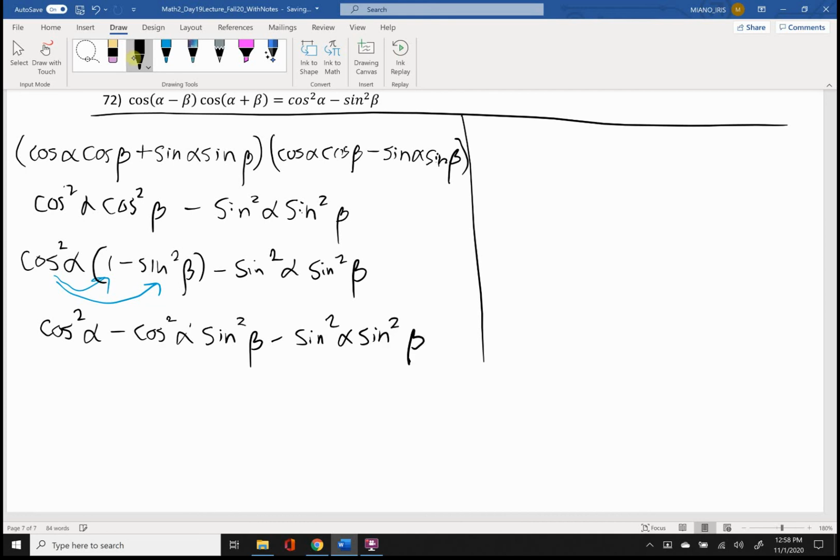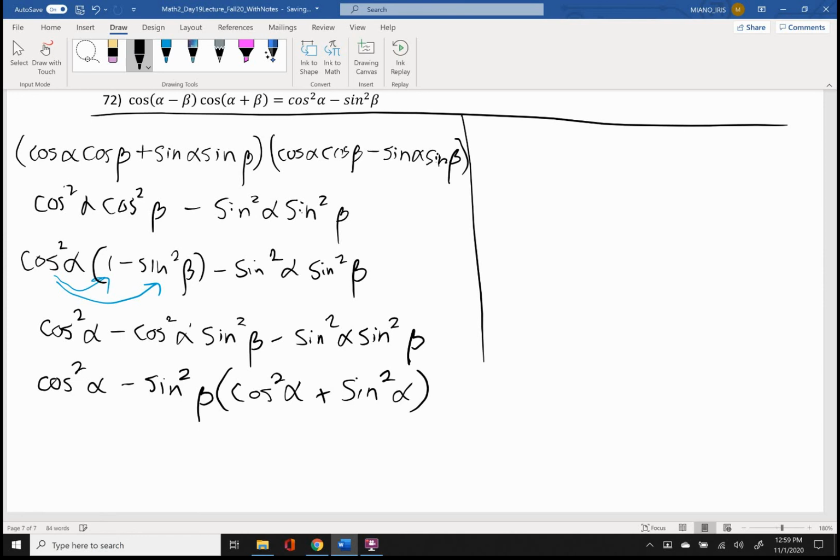Now you'll want to use the fact that these last two terms have a common factor of sine squared beta, and go ahead and not only sine squared beta but also a negative sign. So go ahead and pull both of those items out and it'll look like this: cosine squared alpha minus the sine squared beta that they share. And what's left? Cosine squared alpha plus sine squared alpha.